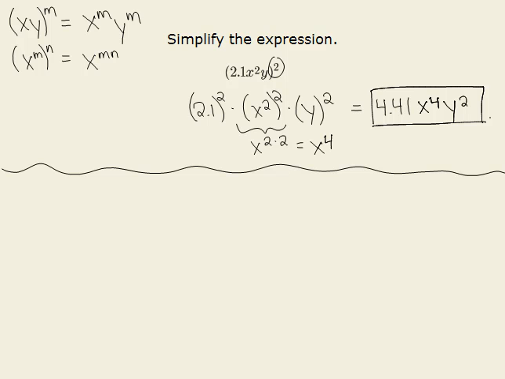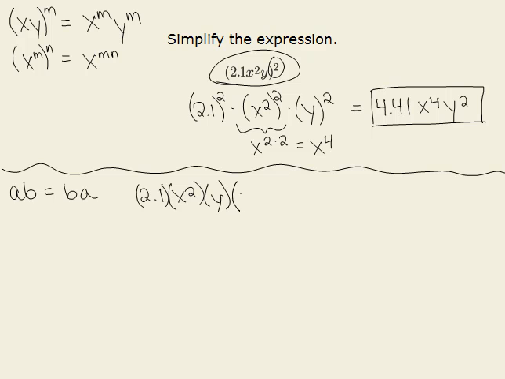The second way, we will use the commutative property of multiplication that says for any terms that are being multiplied together, you can rearrange them in any order you want. So this expression up here is actually a big multiplication problem. You're having 2.1 times x squared times y, and then that's all being multiplied by itself again. 2.1, x squared, and y.